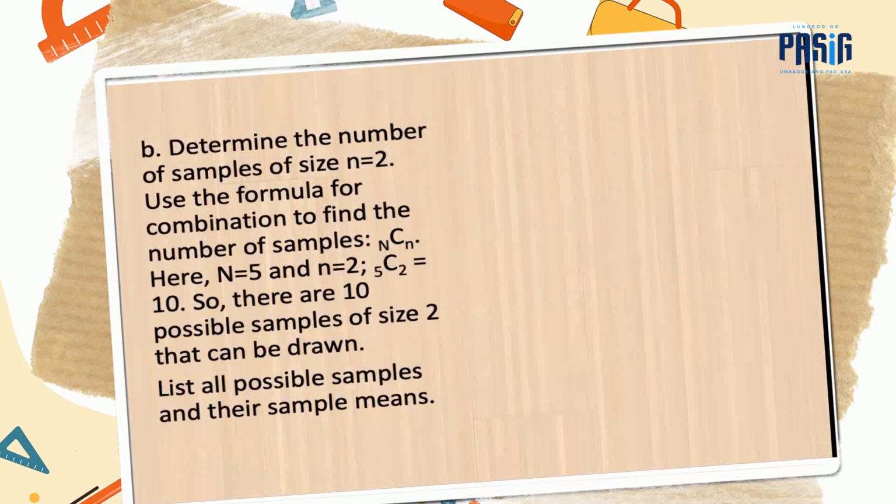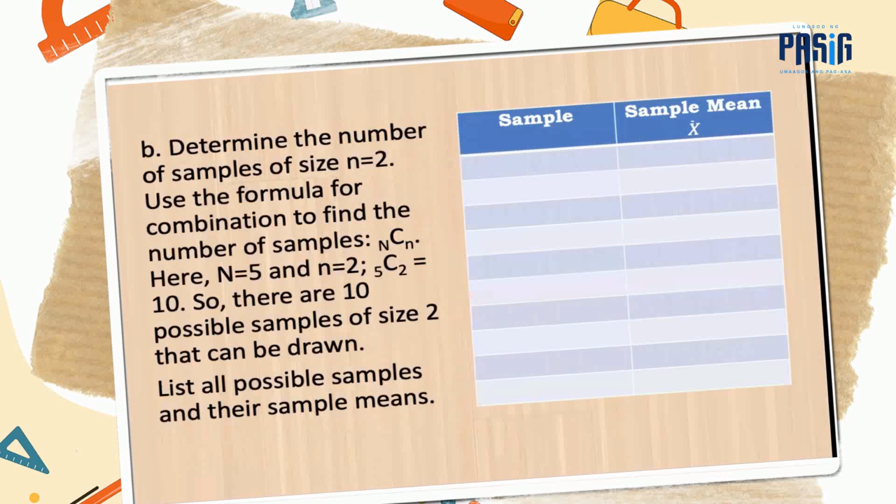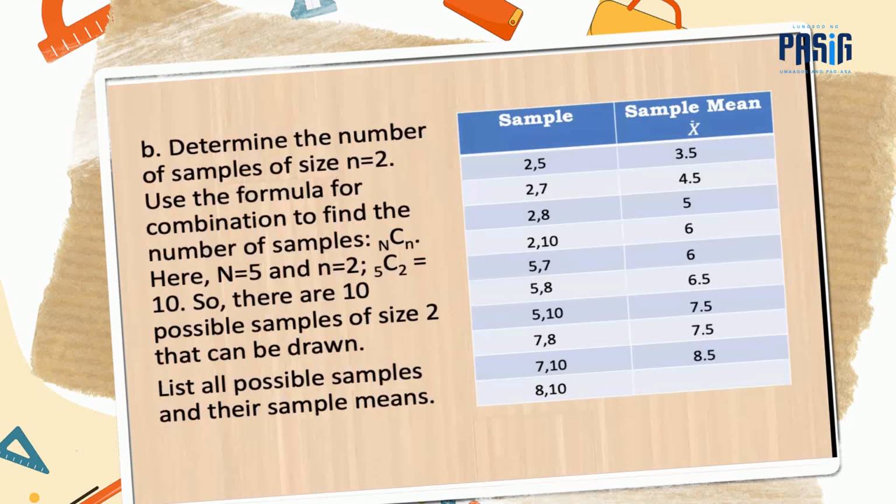List all possible samples and their sample means. So the samples are 2, 5; 2, 7; 2, 8; 2, 10; 5, 7; 5, 8; 5, 10; 7, 8; 7, 10; 8, 10. Then get the sample mean of each pair. 2 and 5, 3.5. 2 and 7, 4.5. 2 and 8, 5. 2 and 10, 6. 5 and 7, 6. 5 and 8, 6.5. 5 and 10, 7.5. 7 and 8, 7.5. 7 and 10, 8.5. 8 and 10, 9.